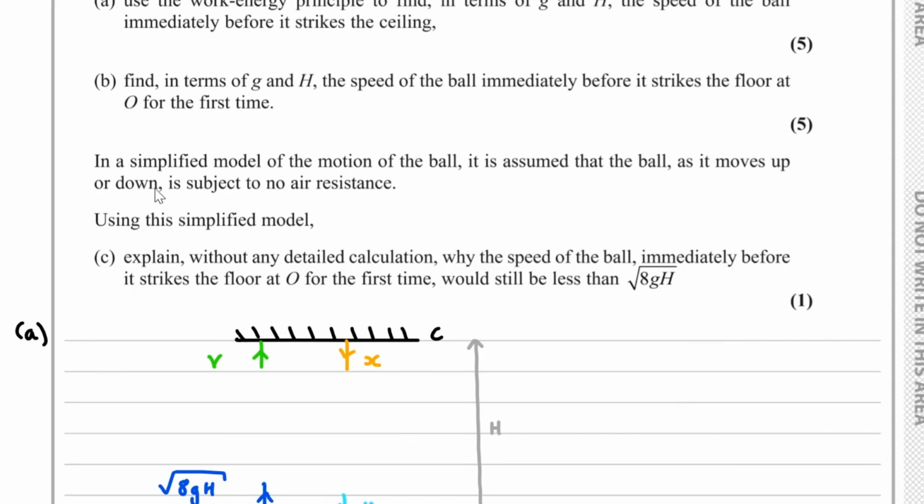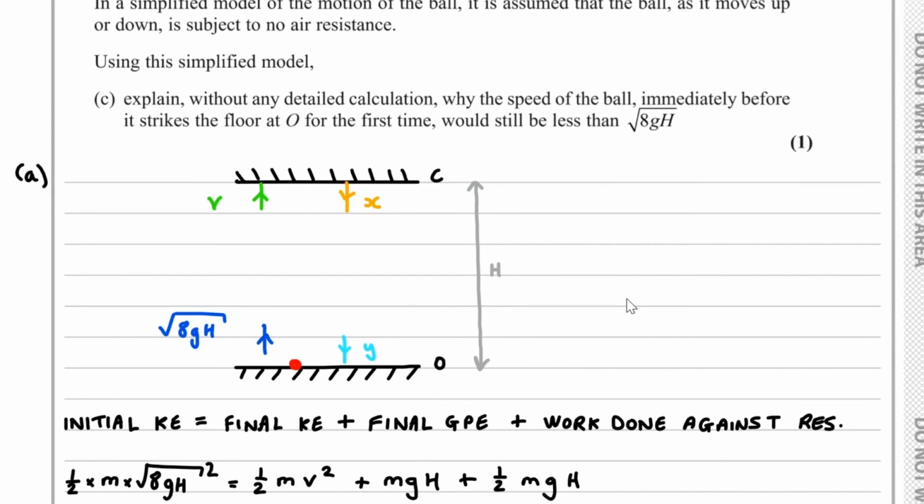For part C of the question, in a simplified model of the motion of the ball, it is assumed that the ball, as it moves up or down, is subject to no air resistance. Using this simplified model, we have to explain, without any detailed calculation, why the speed of the ball immediately before it strikes the floor at O for the first time would still be less than square root 8gh. In other words, what it's saying over here is, why is this final speed less than this speed over here?